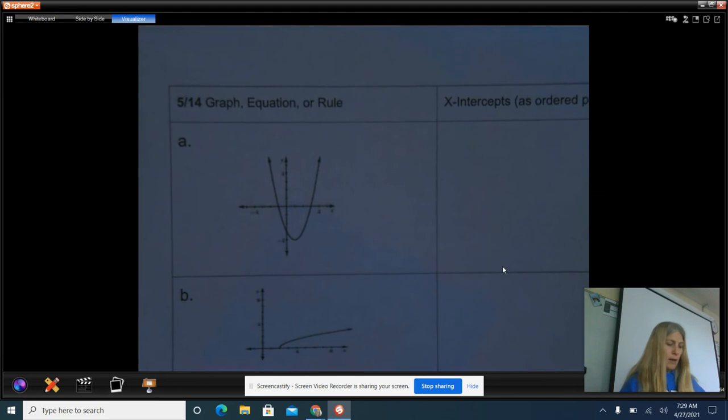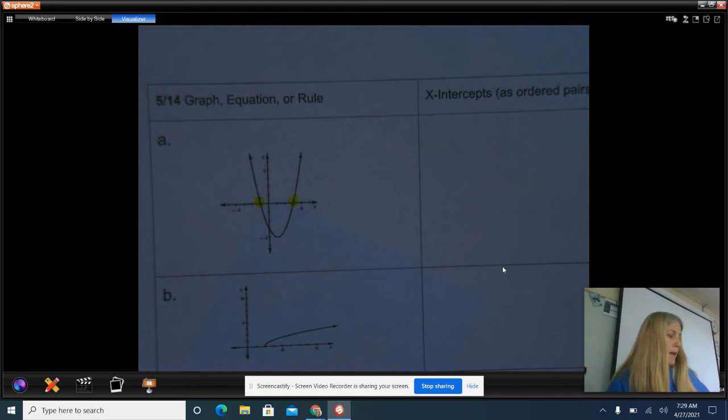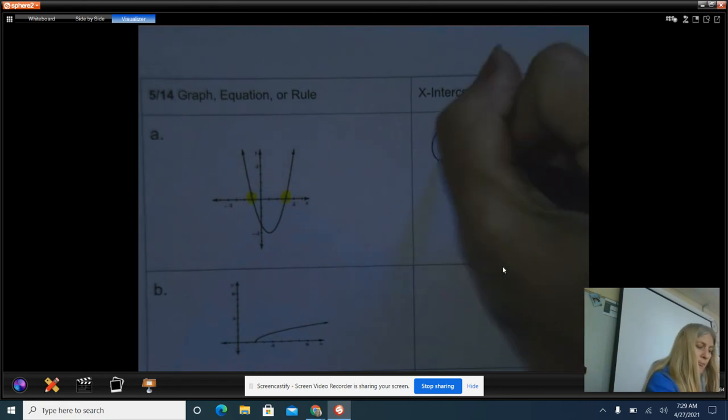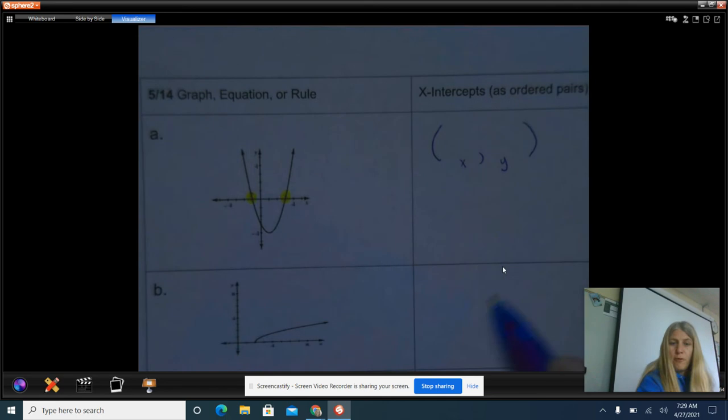So we're going to start by looking at our x-intercepts. Our x-intercepts are the places where our line or equation or graph crosses the x-axis. So we know that our x-intercepts all have a number for x. Remember, we're looking at x, y, and a 0 for y, because we move across the x-axis, then we freeze. We move 0 up or down.